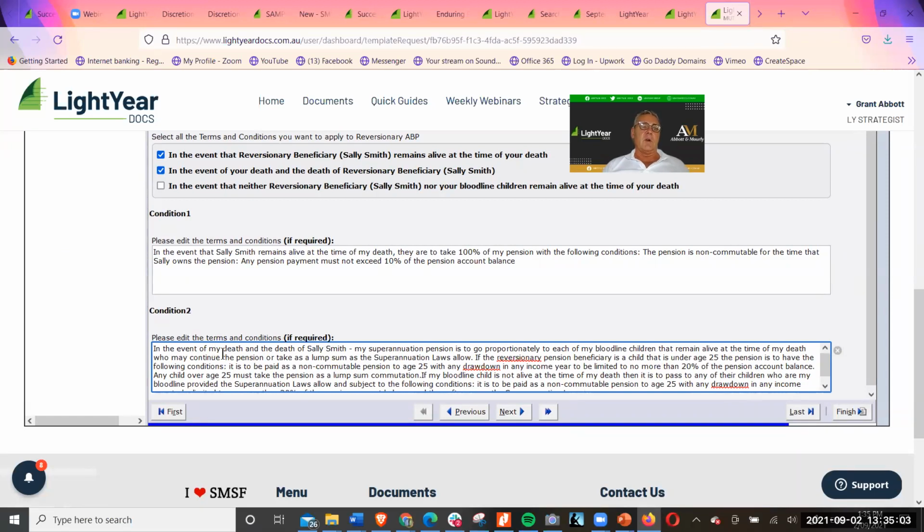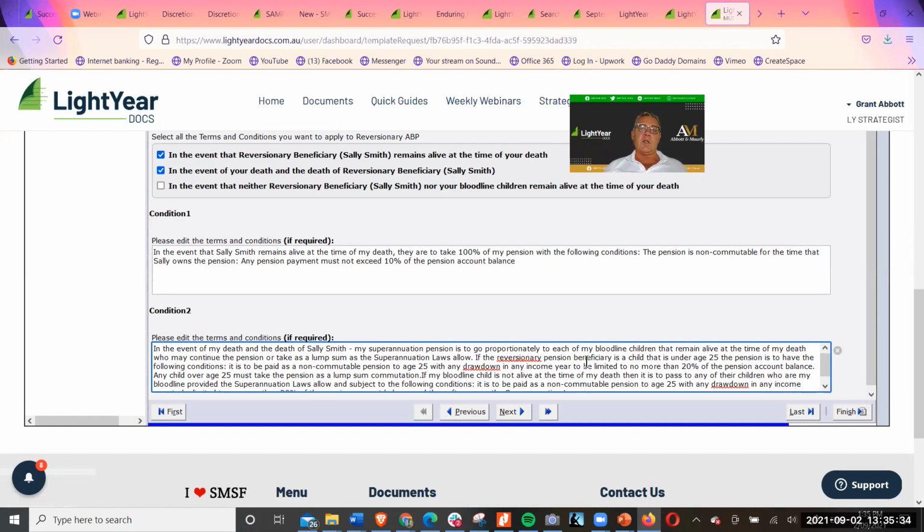So here, in the event of my death and the death of Sally Smith, my superannuation pensions go proportionally to each of my bloodline children that remain alive at the time of my death, who may continue the pension or take as a lump sum as the super laws allow. So that would be Max, and also remember the other daughter is June. Now they can't continue the pension because although they're children, they have to take it as a lump sum. If June was disabled, she could continue on the pension.